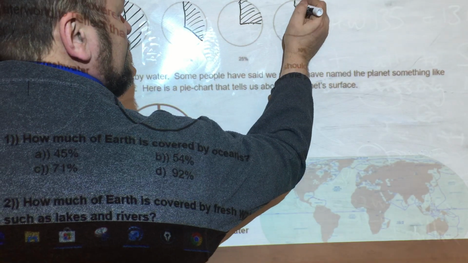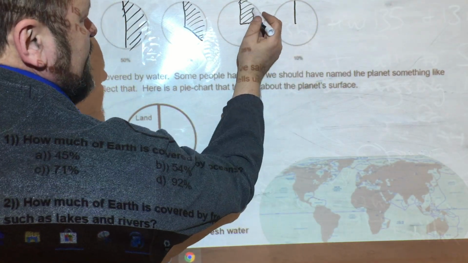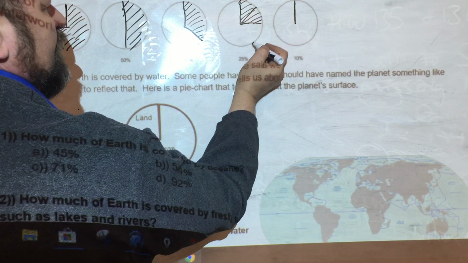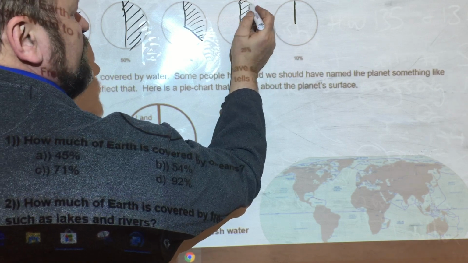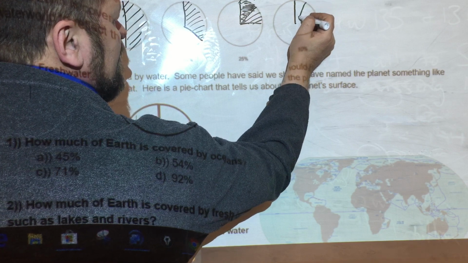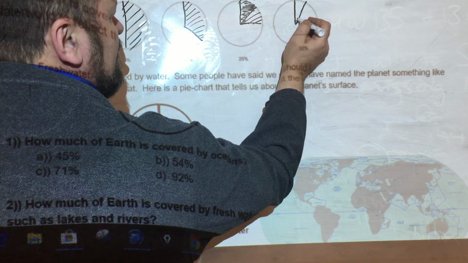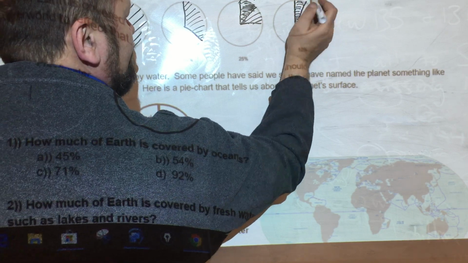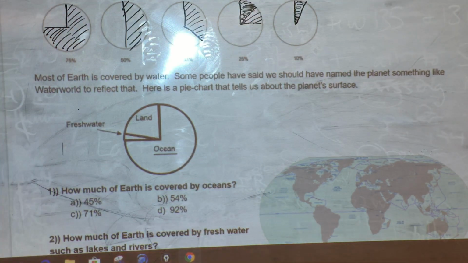And then 10%, I can think that half of 25% is 12, and that's this much. So 10% is just a little bit less than that. Let's approximate it that way. If you'd please fill in those. And now let's use that information to analyze the percentages of stuff in the water and how much water is covering the earth and all that.